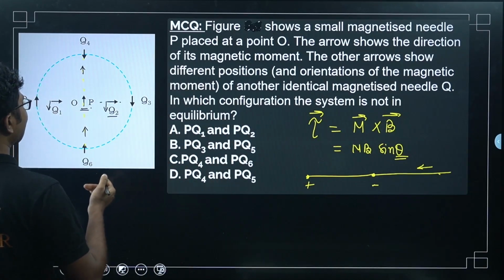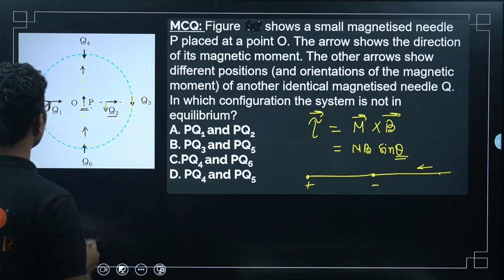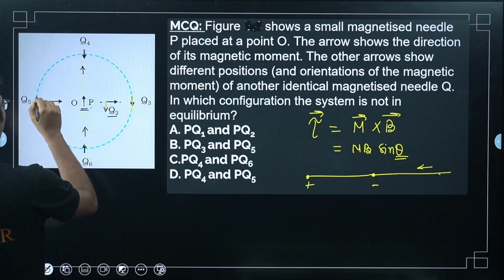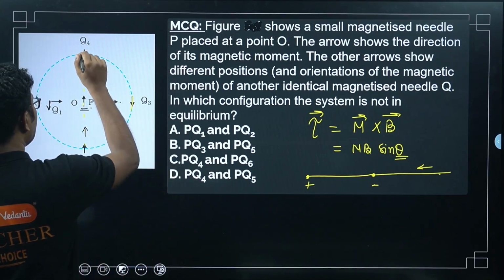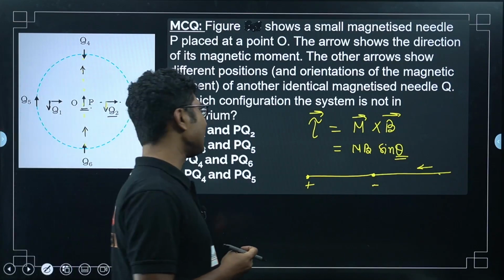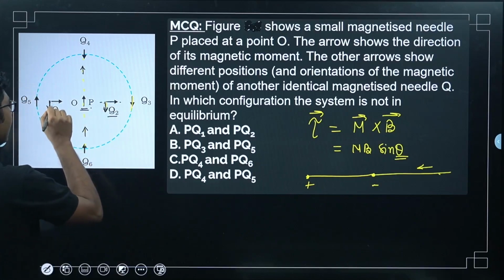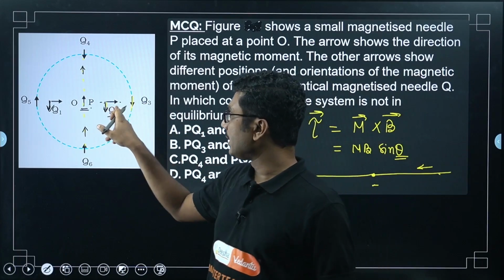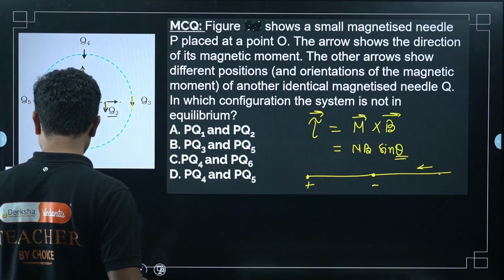So in this case we can see that for this dipole, they are in the same direction, so theta should be 0. And in this case they are in opposite directions, so theta is 180 degrees. So in this case also torque is 0. Here also torque will be 0 because of 180 degrees. In this case torque will be 0 because theta is 0 degrees, right? But in these two cases, theta is 90 degrees. That means these 2 points are not in equilibrium. So PQ1 and PQ2 are not in equilibrium. So the correct answer is option A in this question.